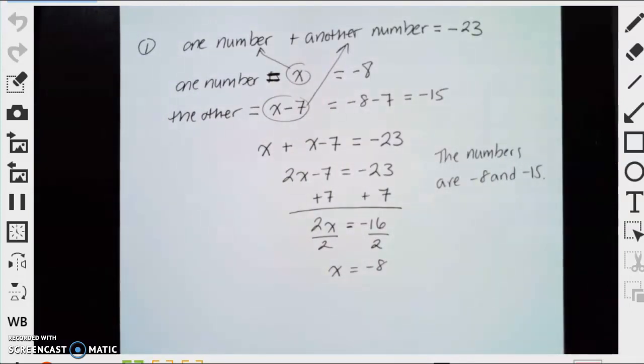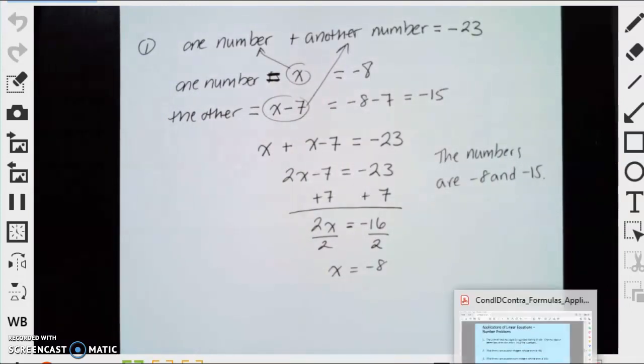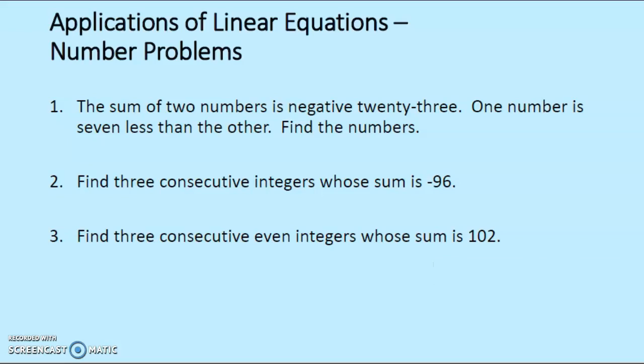There we are. All right, let's take a look at the next question. Find 3 consecutive integers whose sum is negative 96. Before we look at how to solve this question, let's talk about what it means to have consecutive integers. Consecutive just means one right after the other. Integers you can think of as whole numbers, 0, 1, 2, 3, 4, 5, and then the negatives of the positives, negative 1, negative 2. So integers are infinite in both directions.